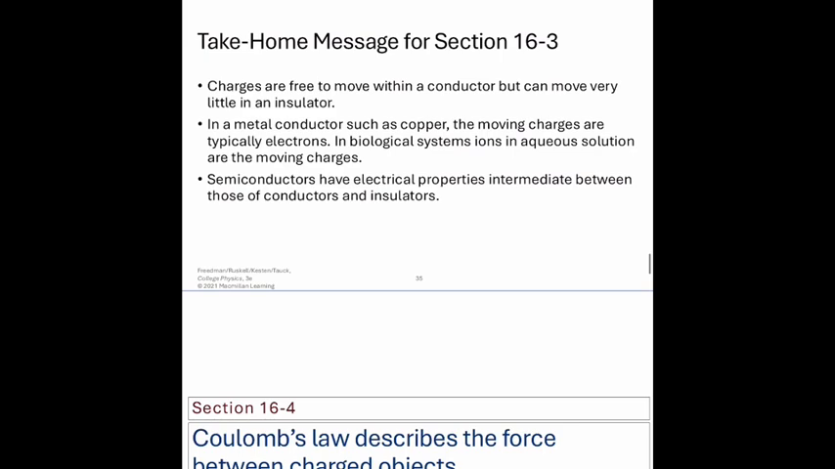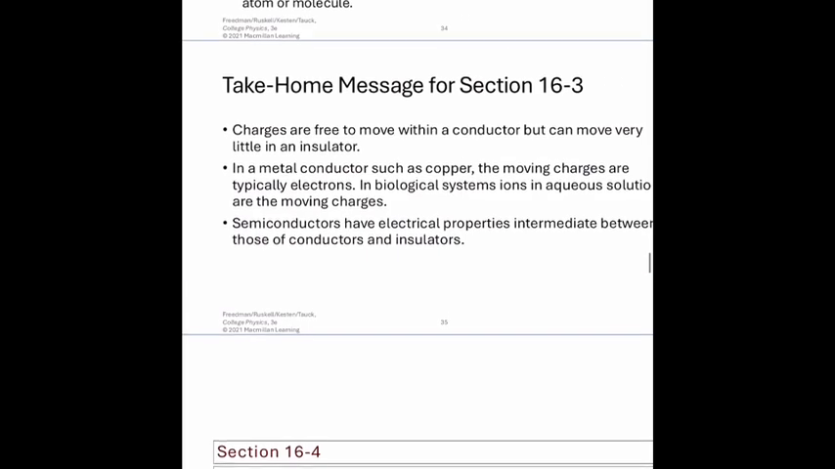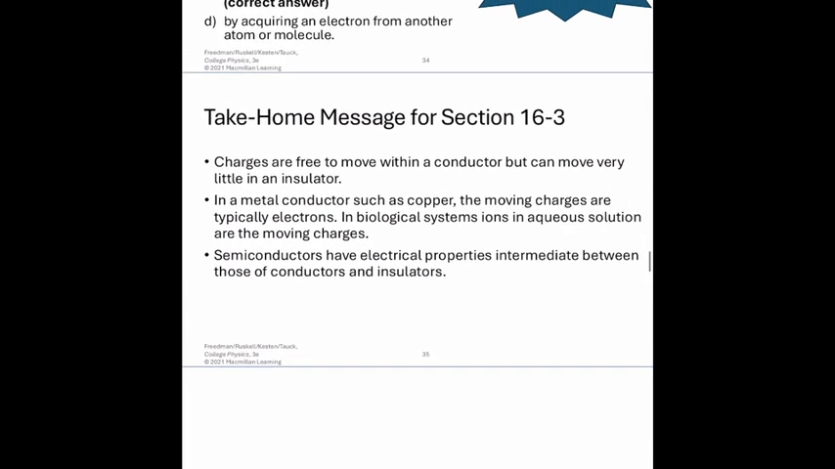Okay, so let's review this section. We learned that charges are free to move within a conductor. That's how we define conductors. But in an insulator, they are kind of locked into place. And in a metal conductor like copper, the moving charges are electrons. In a conductor such as an ionic aqueous solution, both positive and negative charges can be the moving charges, the charges that can be transferred around.